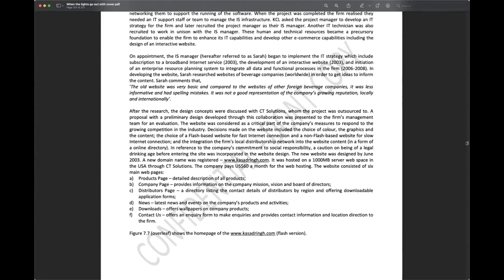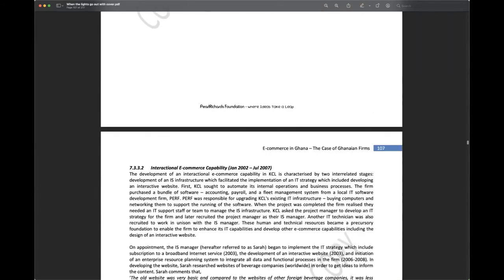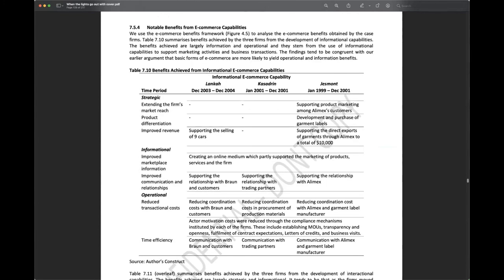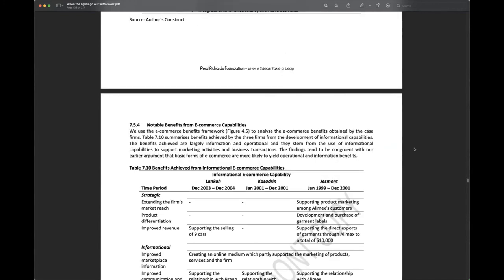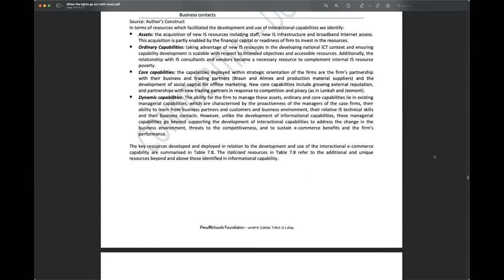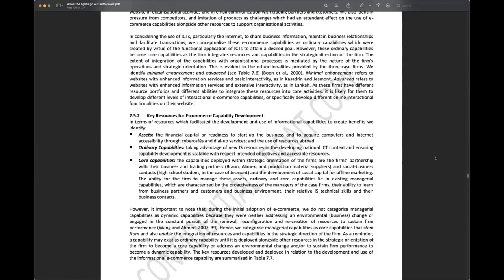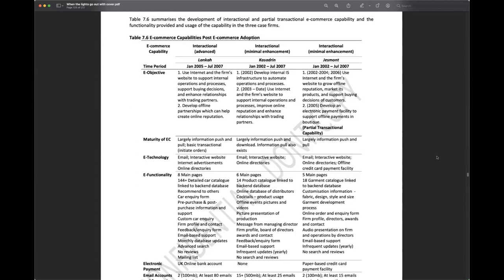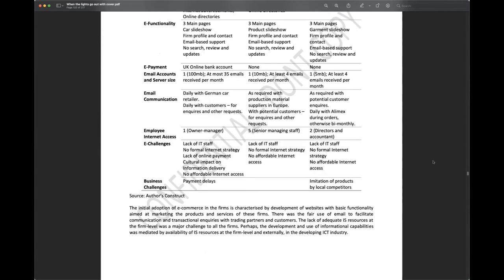Okay, so 7.5. Sorry, I'm coming in. So look at it. This is 7.5.2. I want to get to the 7.5 itself. But this is it.